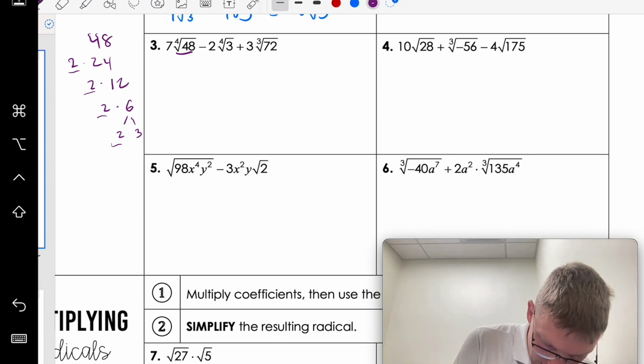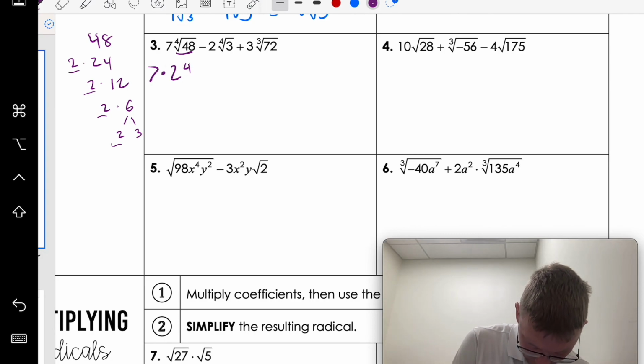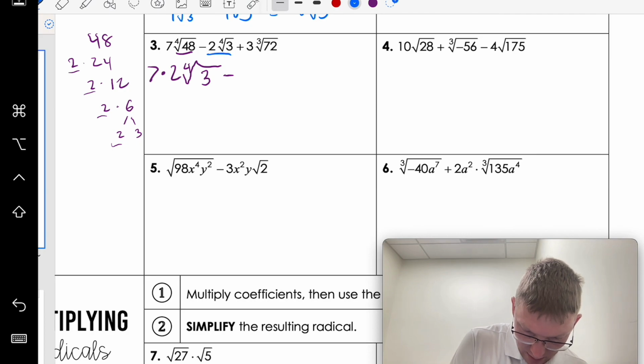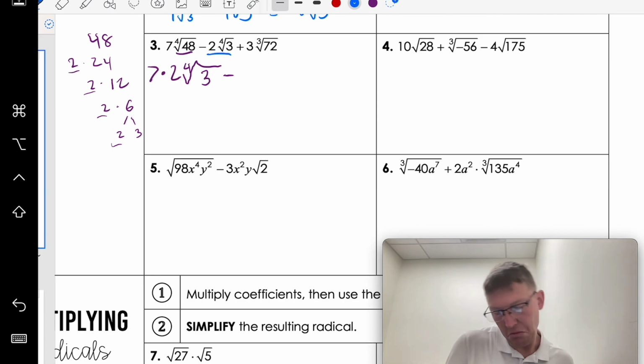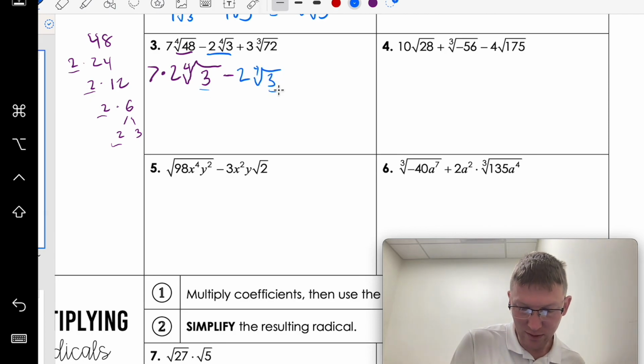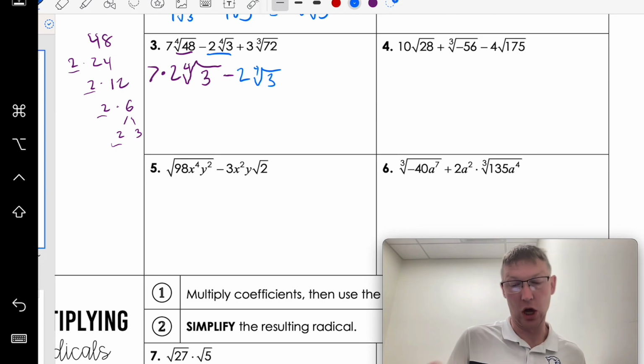I'm just going to bring this whole thing down and say 7 times 2 is going to come out, with the 4th root of 3 left over. Minus, okay, so now we're going to do this guy. Hey, look, it's simplified. That one was really easy. Nothing can come out of 3, and I know that those things are the same, so that's a good indication.